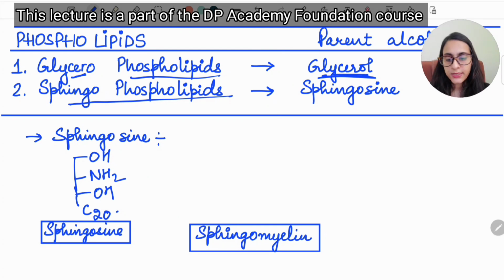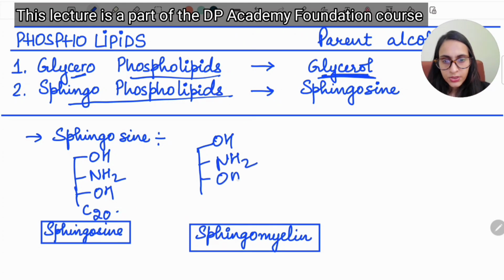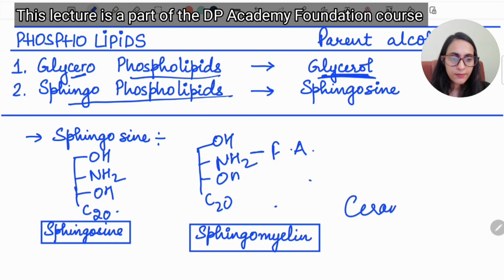In some books it is written up to C18. So it is an unsaturated 20 carbon amino alcohol. Some books again write carbon 18. So it is OH. Now sphingosine is an alcohol, and when this alcohol is attached to a fatty acid, it becomes a lipid, and this lipid is ceramide. So this is sphingosine with OH up till carbon 20. If you attach one fatty acid to it, sphingosine with an attached fatty acid is known as ceramide.